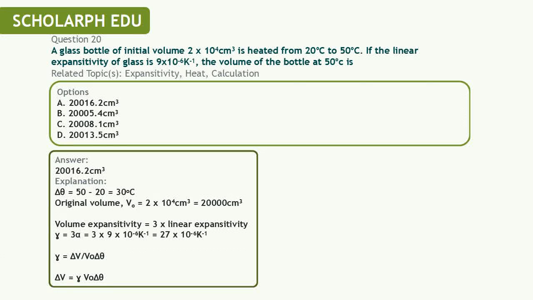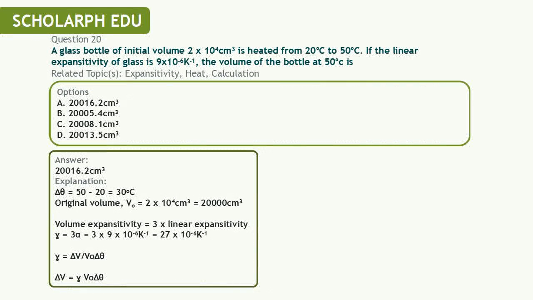Okay, the volume expansivity is 3 times the linear expansivity. Why are we doing this? Because we are eventually going to use this formula here for volume expansivity, and in the question they did not give us the volume expansivity. What they give us is the linear expansivity, from which we can calculate the volume expansivity. So we calculate the volume expansivity first. So we say the volume expansivity is equal to 3 times the linear expansivity. So that will be 3 times the value of linear expansivity, that's 9 times 10 raised to power minus 6. 3 times 9 is 27, so you just have 27 times 10 raised to power minus 6 per Kelvin here.